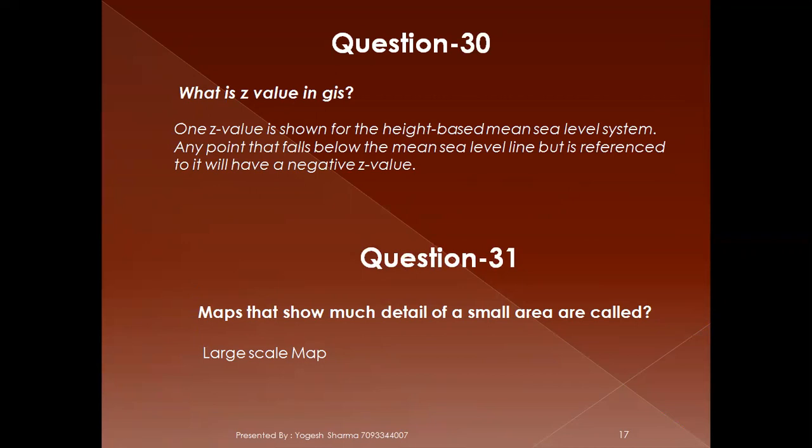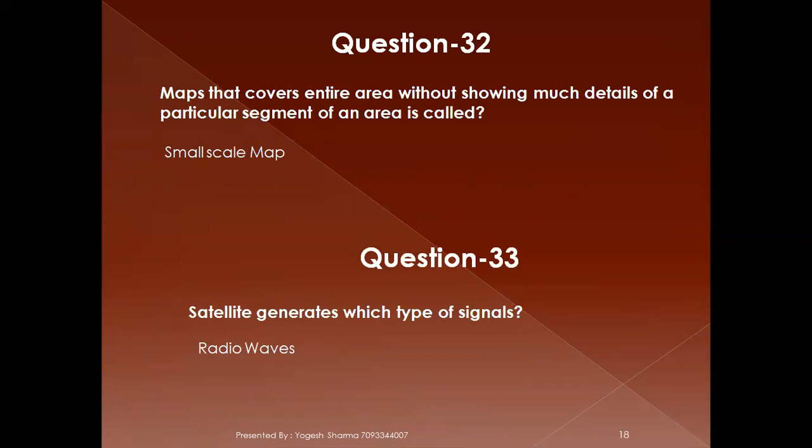Maps that show much detail of a small area are called large scale maps. Large scale map means here you will get more information. Maps that cover an entire area without showing much detail are called small scale maps. In a small scale map you will not get more detail.